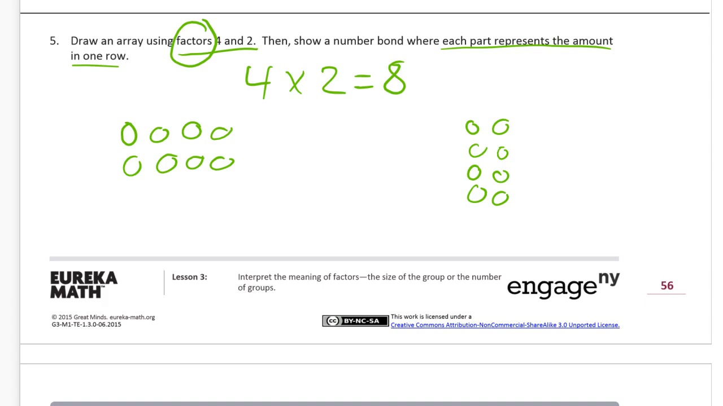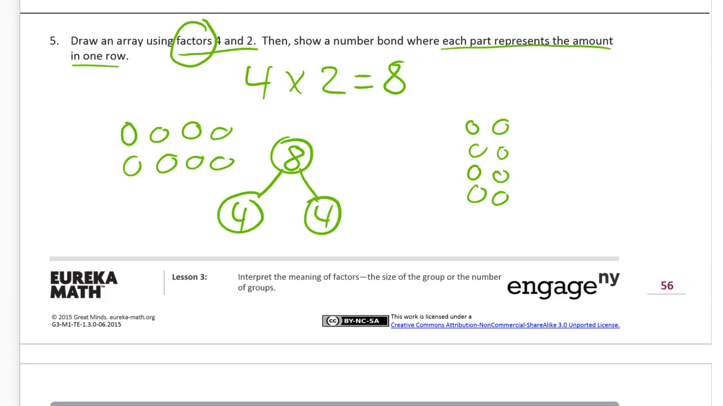So for this one, we're going to have different number bonds depending on which array you draw. So for this one, the total number of circles is going to be 8 circles, right? And then we have a row of 4 and another row of 4.